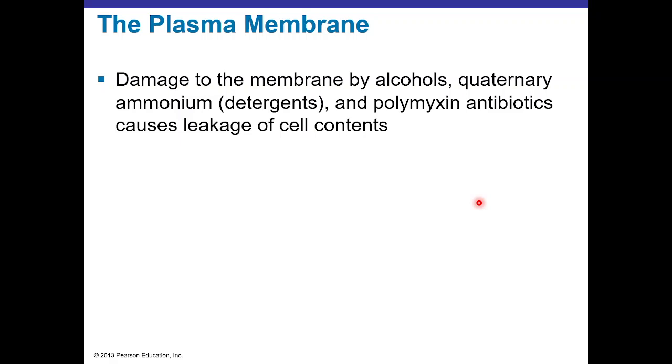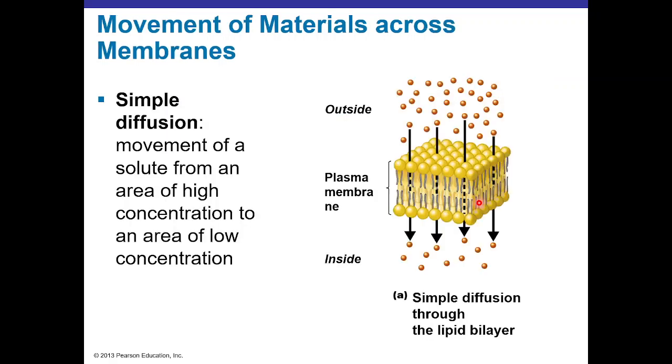Now, the plasma membrane in bacteria can be damaged by alcohols, detergents like quaternary ammonium, and antibiotics like polymyxin. When you create pores within the plasma membrane, you will have something called plasmolysis, in which the cytoplasm leaks through this plasma membrane.